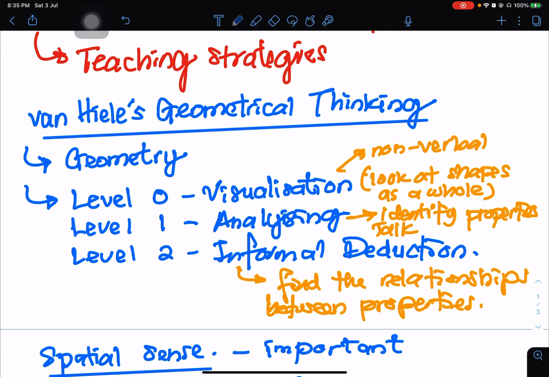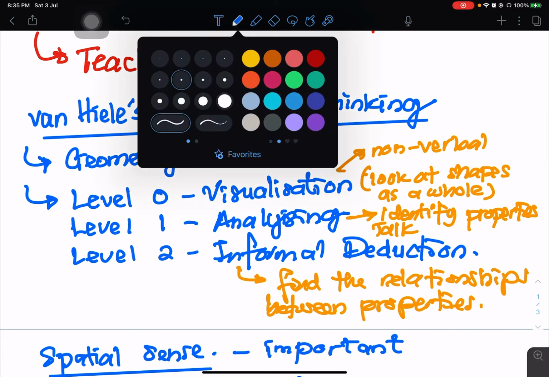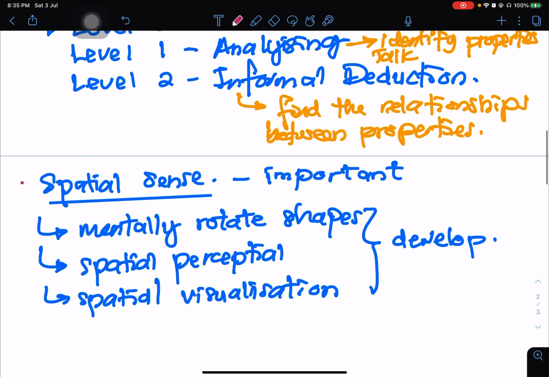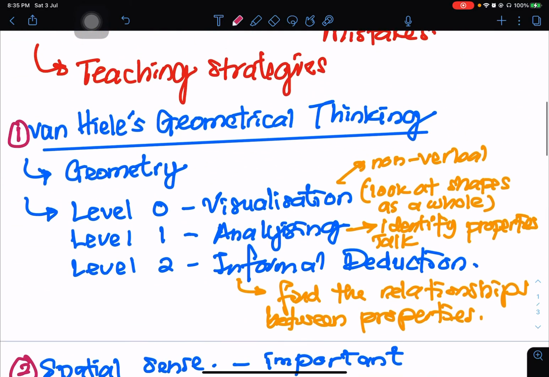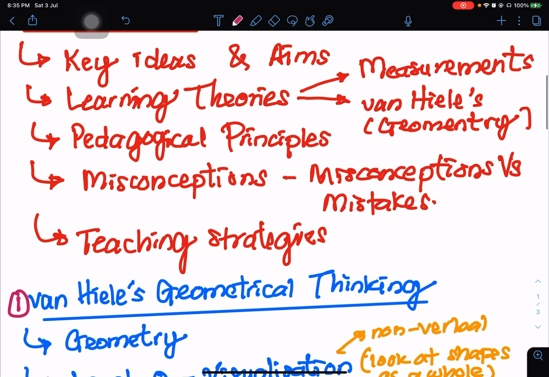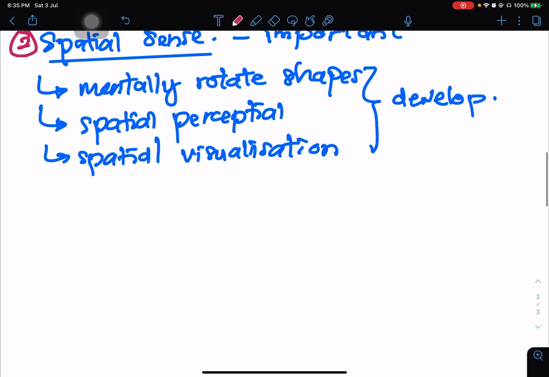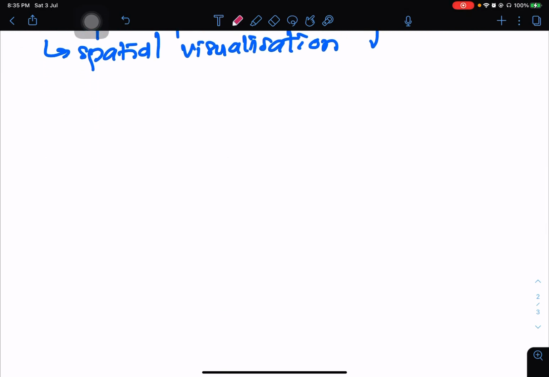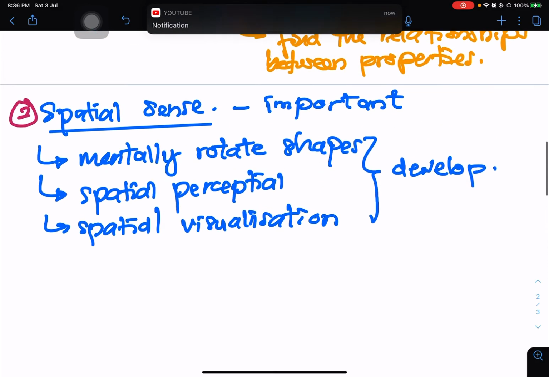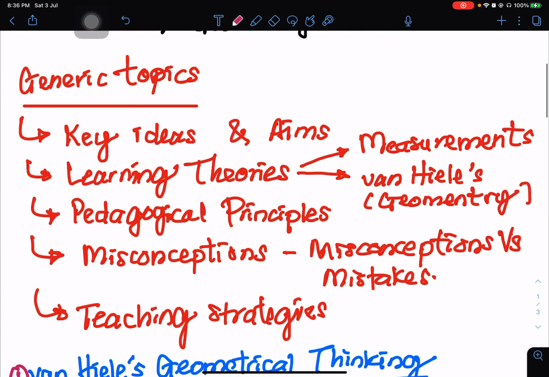So these two, Van Hiele and also spatial sense, are the two learning theories which are important for geometry. Now, geometry can also use behaviorism. Geometry can also use developmental theory, cognitivism, or constructivism. You can use that as part of your learning theory.